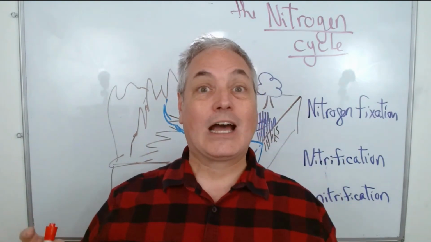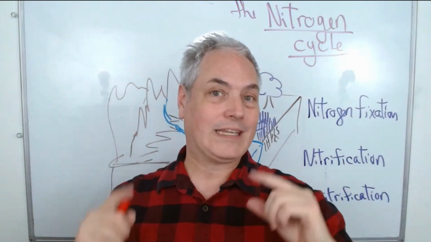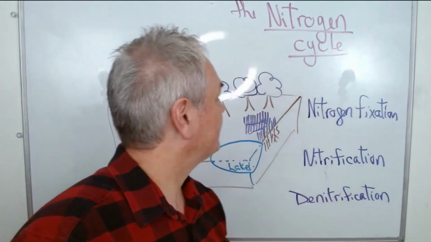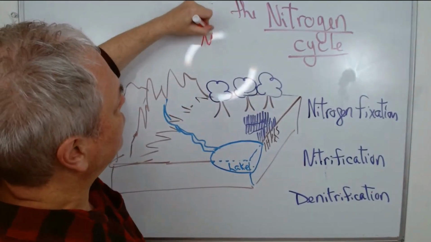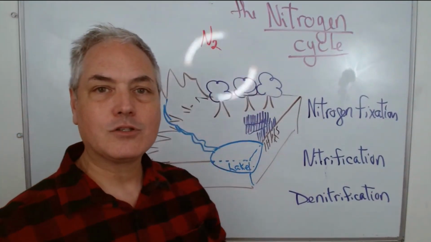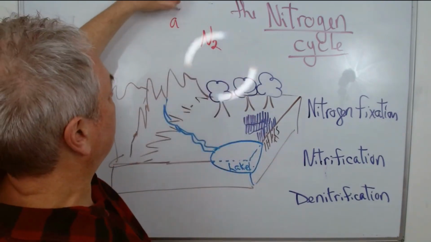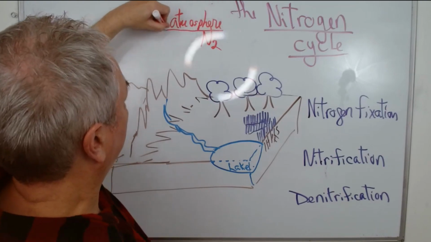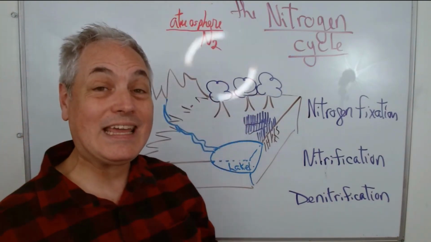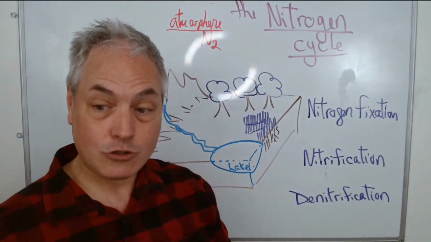Now, the big question is how do we get those nitrogen atoms from the environment all the way to our body? And that's why the cycle is important. So the key part here to keep in mind is that nitrogen happens to be in abundance in our atmosphere. So here, the atmosphere. So about 78 to 80% of the atmosphere is made of nitrogen gas.